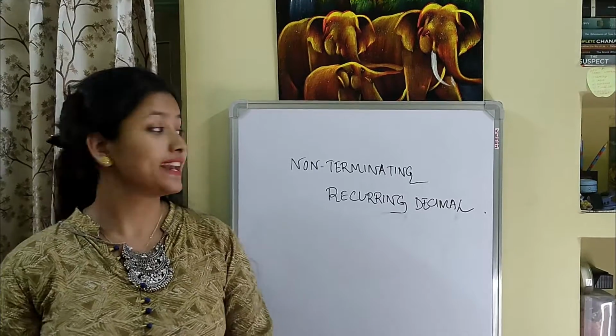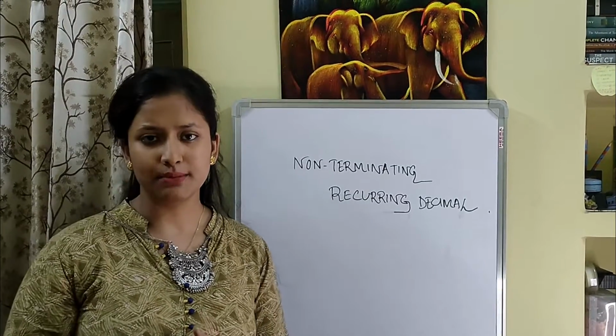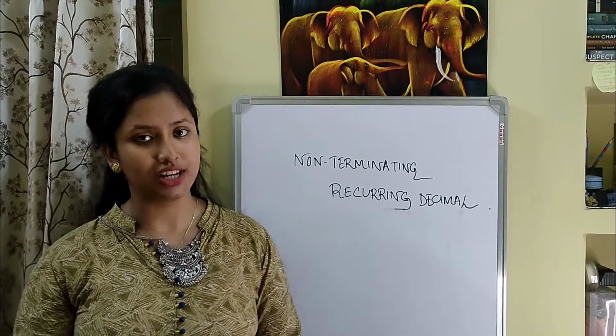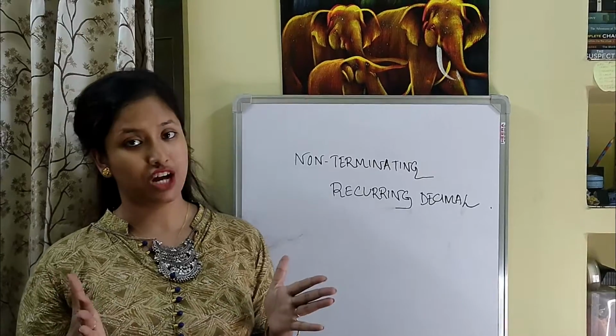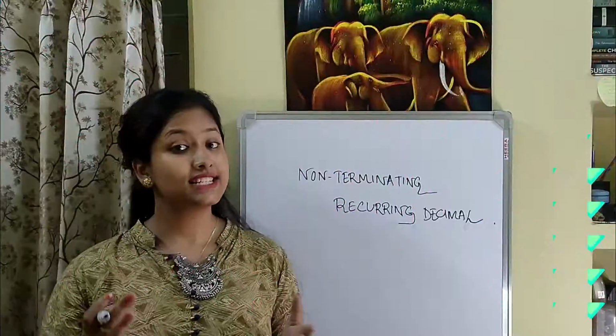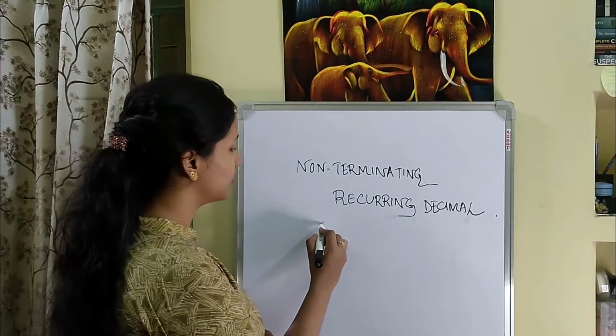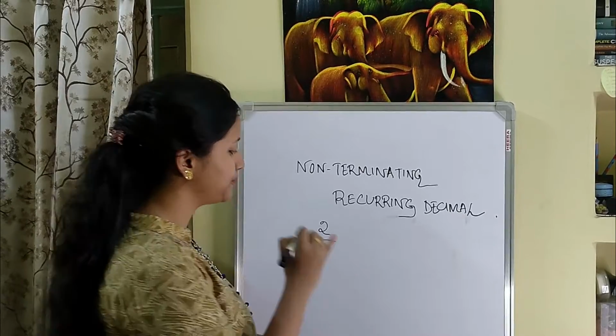Our next topic is non-terminating recurring decimals. In a non-terminating recurring decimal expansion, the decimal places will never come to an end and will always be repetitive in nature. Let us understand the concept with the help of an example. 2 by 9.